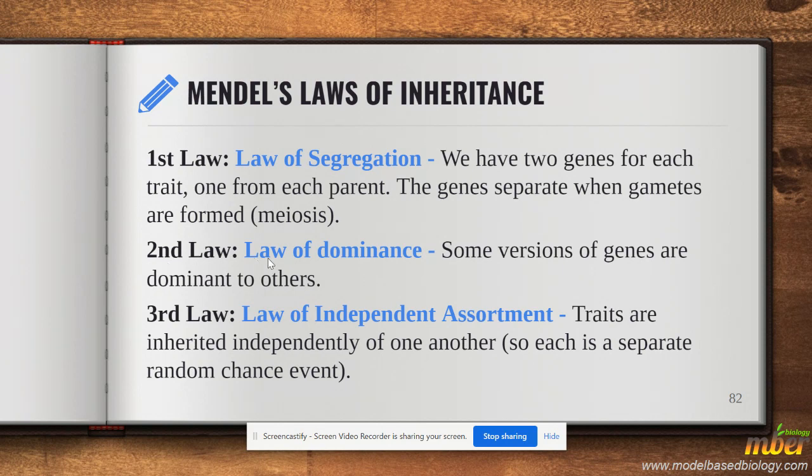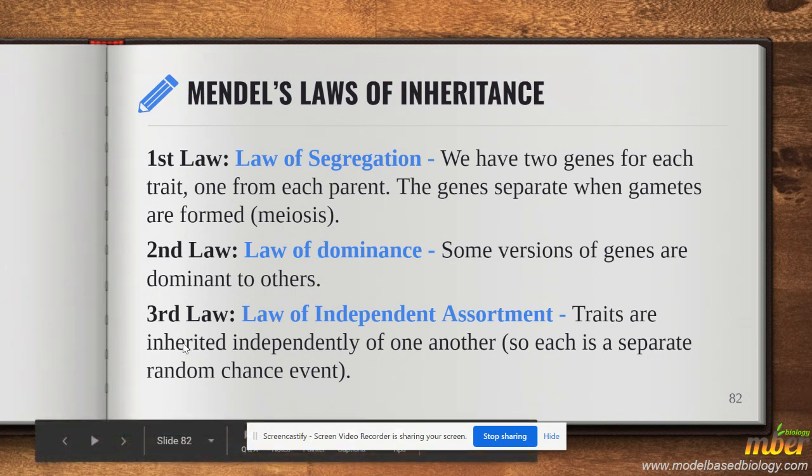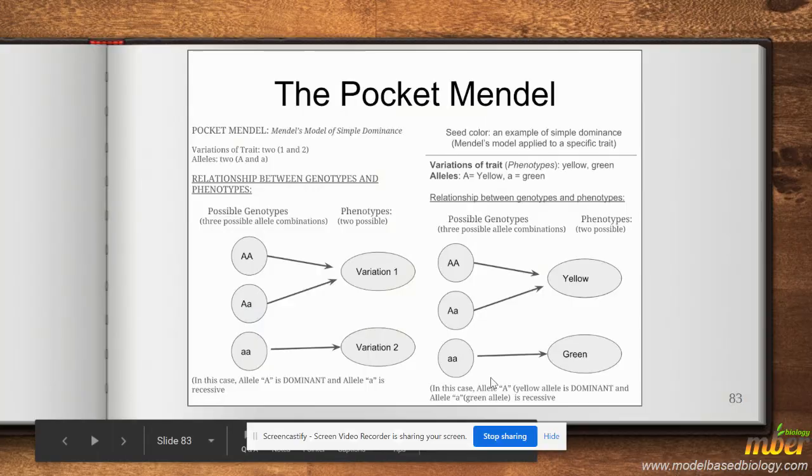Mendel's second law, the law of dominance. Some versions of genes are dominant to others. For example, the big A, the gene for pigmentation, is dominant over the gene for albinism. Third law, the law of independent assortment. Independent assortment is when traits are inherited independently of one another, so each is a separate random chance event.